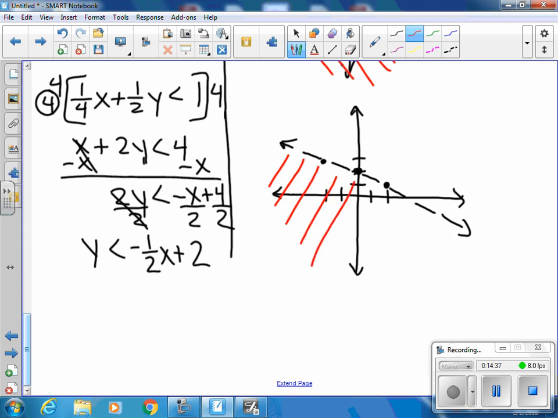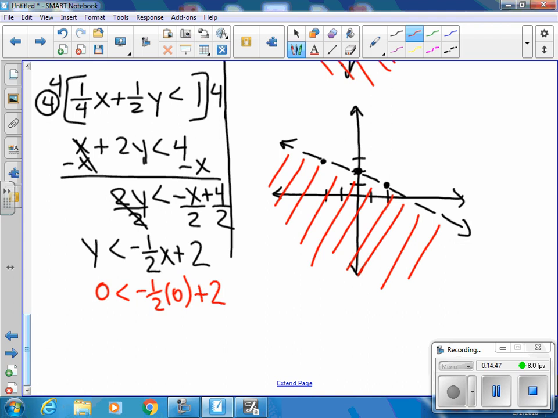And again, if you want to test it out, take that 0, 0. Okay, if I put 0 is less than negative 1/2 times 0 plus 2. Well, negative 1/2 times 0 is still 0. So 0 is less than 2. Is that a true statement? Yes, it is. So it should be colored, and it is. So you know you've shaded in the right area. All right, so that's to help you out with the graphing side of things.